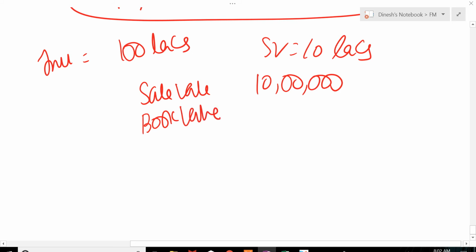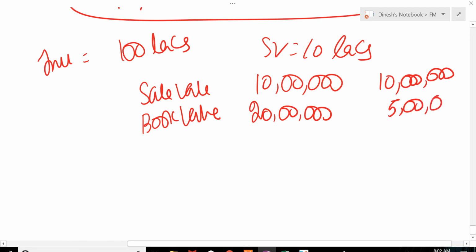There will be a book value for the machinery. What is the book value for the machinery? It is 100 lakhs minus depreciation of year 1, year 2, year 3, 4, 5. After this, the value can be 20 lakhs, or it can also be 5 lakhs. I'm just giving two imaginary numbers. It can be higher than the sale value, or it can be lower than the sale value.